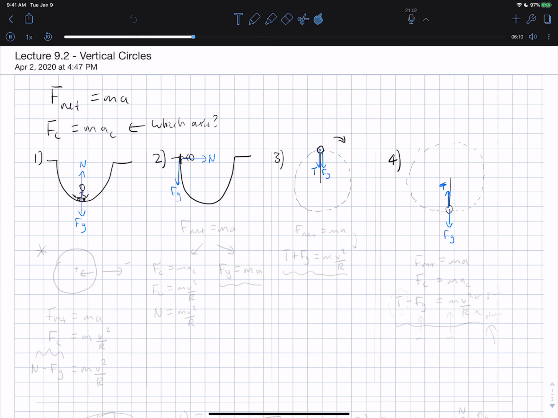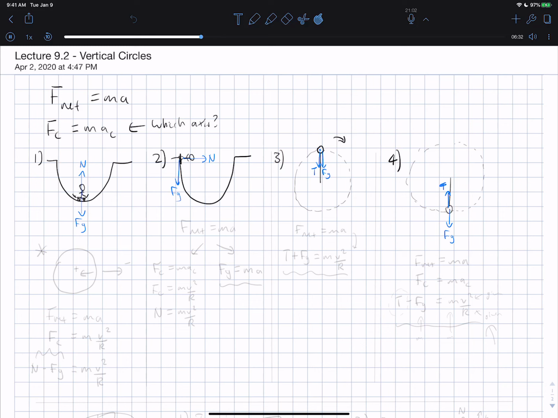Now you have to ask yourself, is this guy at that moment accelerating centripetally, or is the y-axis responsible for making him move in a circle? And the answer is yes. So once we determine that, we can write out our equations.